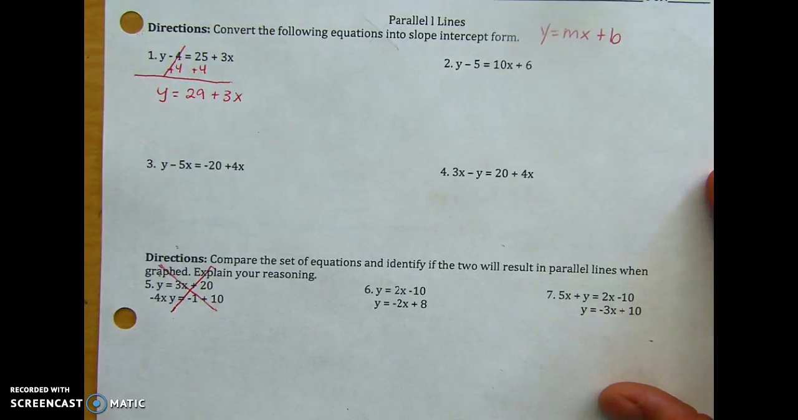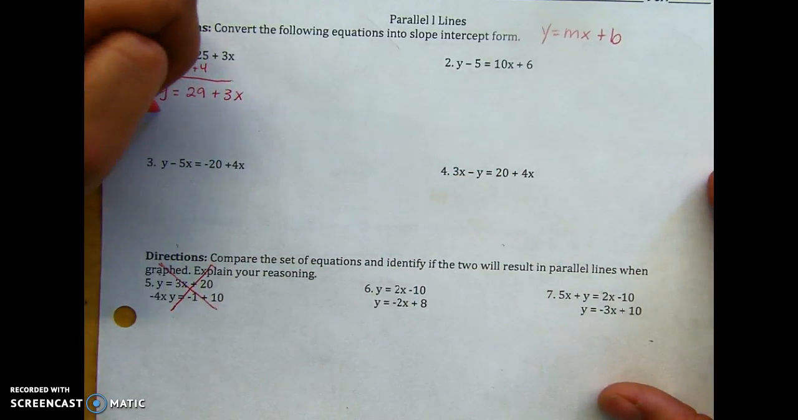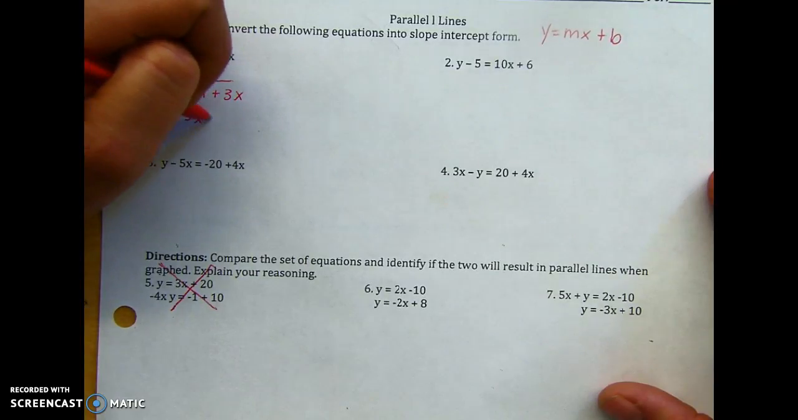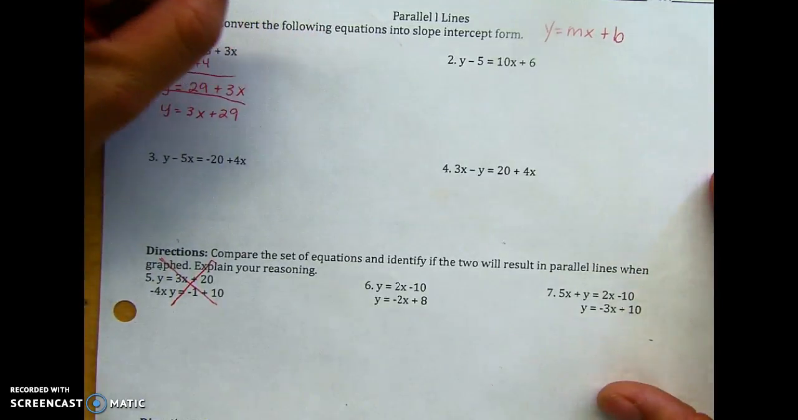I'm going to take it a step further and convert it into y equals mx plus b. All I'm going to do is move it around. Y equals 3x plus 29. That is in slope-intercept form.